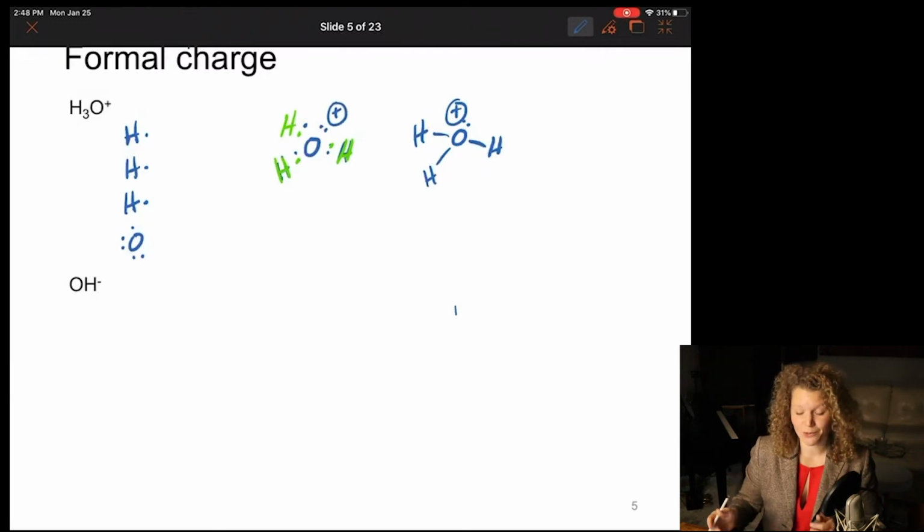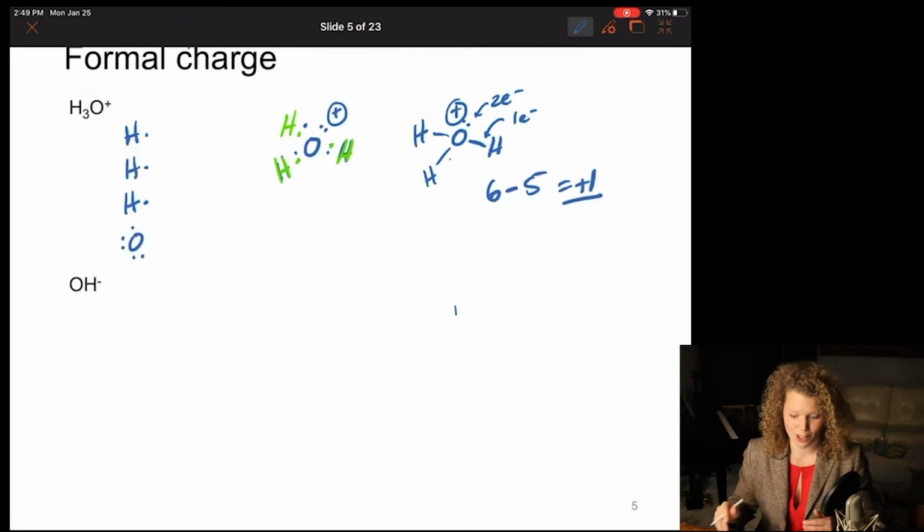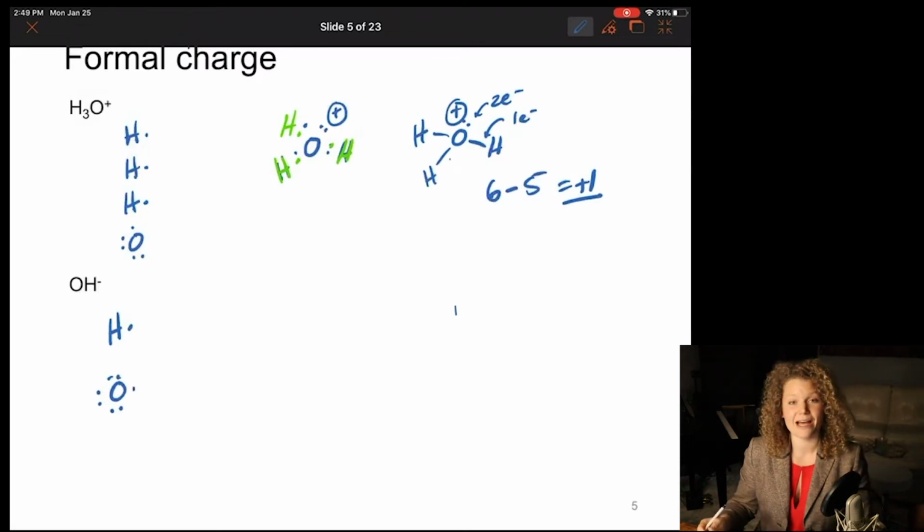You can double check your work and say oxygen has a group number of 6. And if I count the electrons, I have 2 from the lone pair and 1 from each of the single covalent bonds. So 2, 3, 4, 5. So this is 2 electrons here, and then each one of these would be adding up to 1. So that would be 6 minus 5 gives us our positive 1 for our formal charge. Let's do OH minus. Well, here we've got hydrogen, and oxygen we know has 6 electrons, but we have a negative charge here.